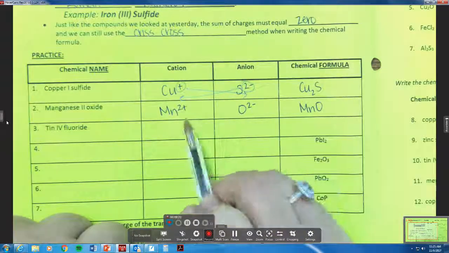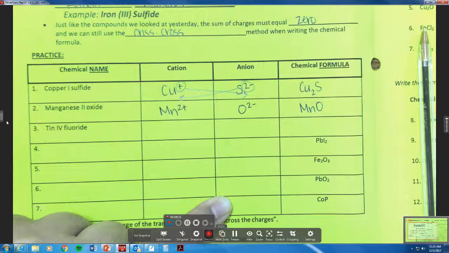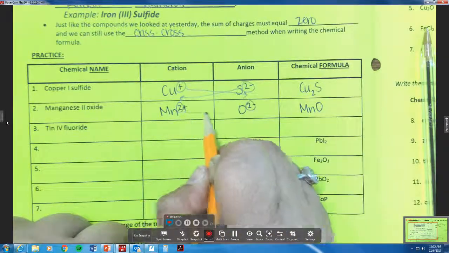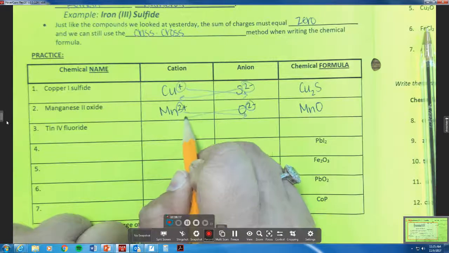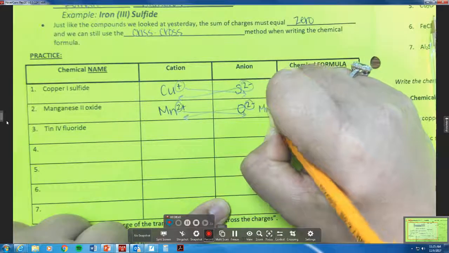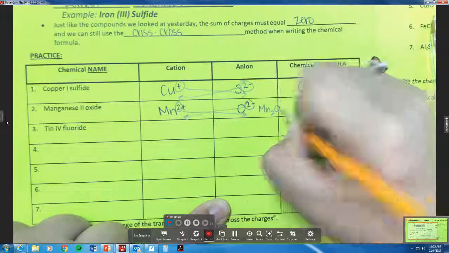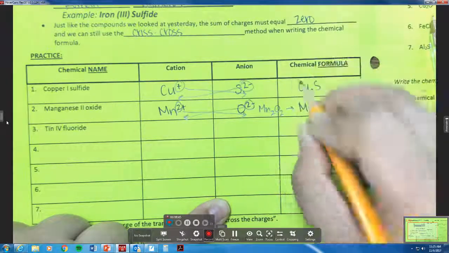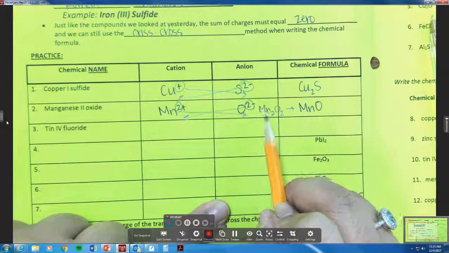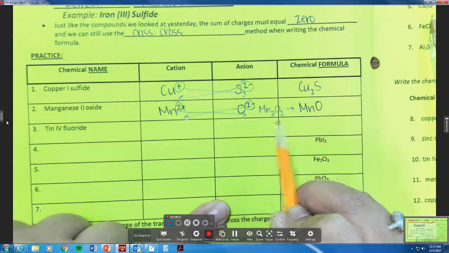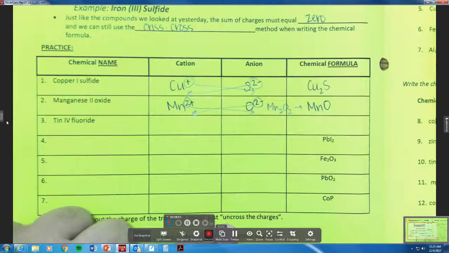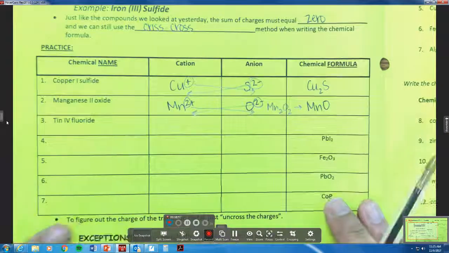Again, if you prefer seeing the crisscross method, there's our charges, and they become the subscripts for the opposite element. So you end up with Mn2O2. Well, that can be simplified, right? We can reduce this by 2. So it's divided by 2, and you'll end up with MnO. Okay, so moving on to the next example.